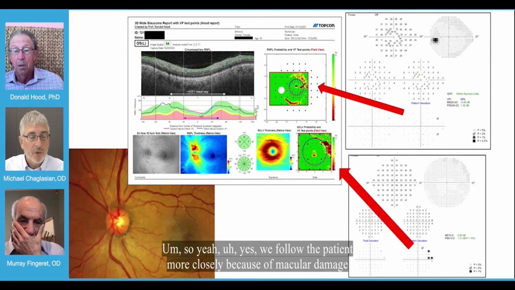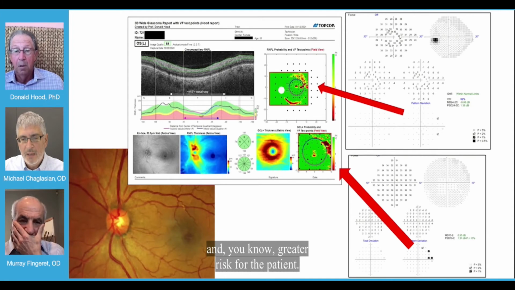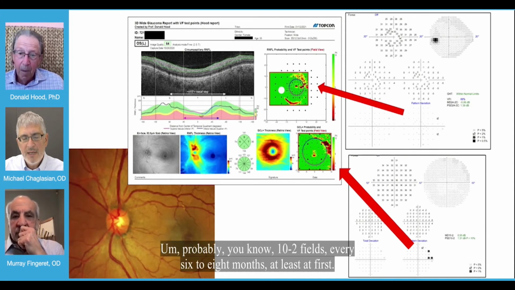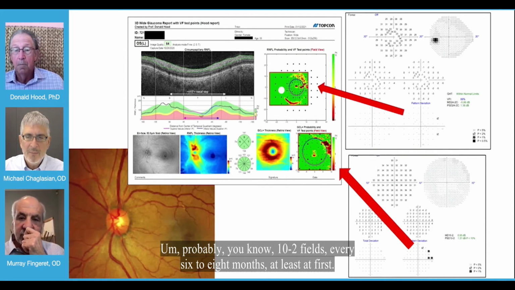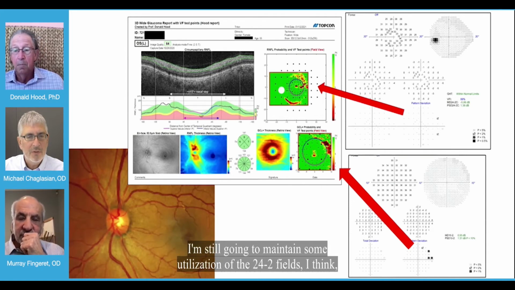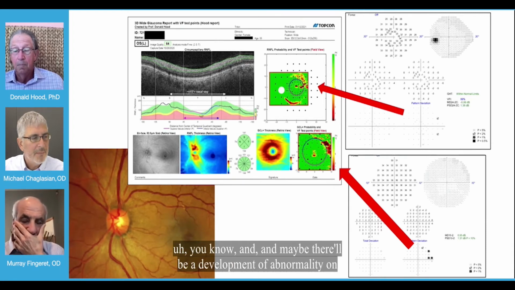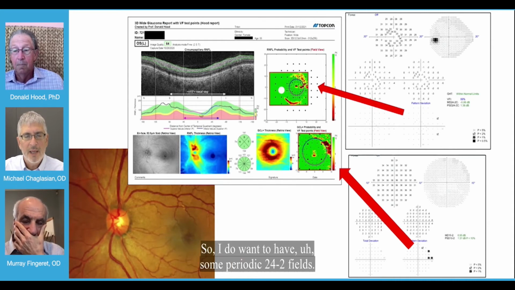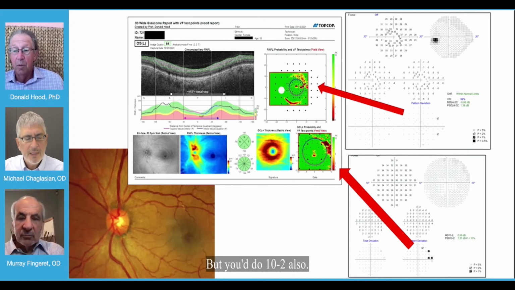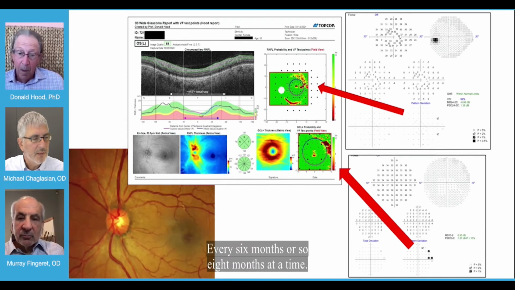Yes, we'll follow the patient more closely because of macular damage and greater risk to the patient. Probably 10-2 fields every 6 to 8 months, at least at first. I'm still going to maintain some utilization of the 24-2 fields, I think. And maybe there will be a development of abnormality on those over time. So I do want to have some periodic 24-2 fields. But you do 10-2s also. Oh yeah, every 6 months or so, 8 months at a time.